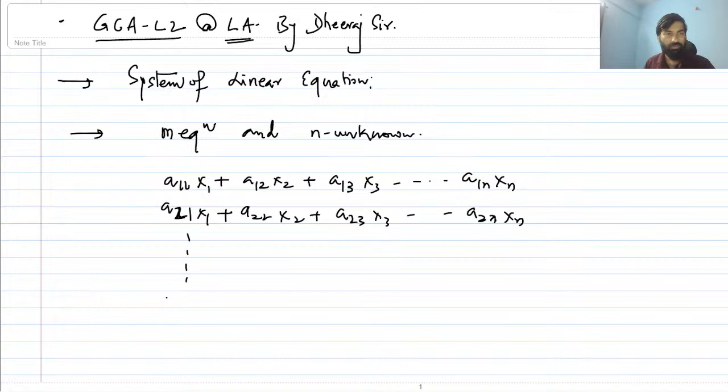And moving forward, how many rows are there? There are m number of rows, so this will be am1 x1 and so on and so forth. This will be amn. Here it will be am, because we are taking mm, right? And how many columns are there? You can see n number of columns are there, so you can say amn xn.